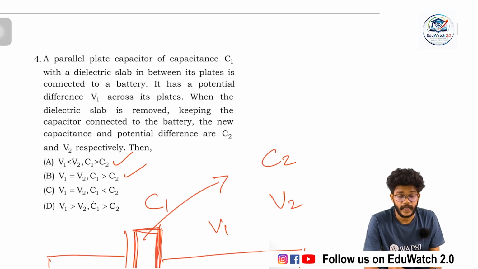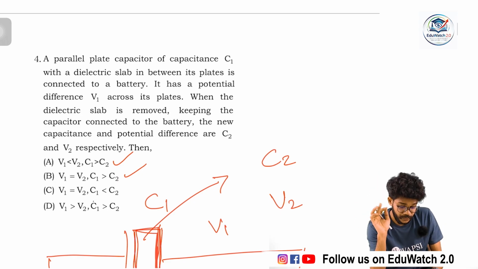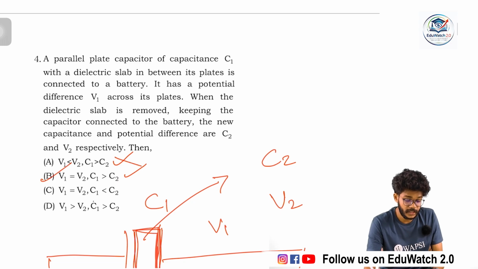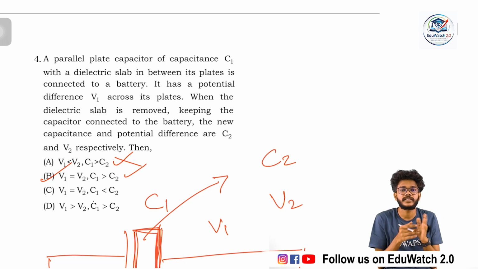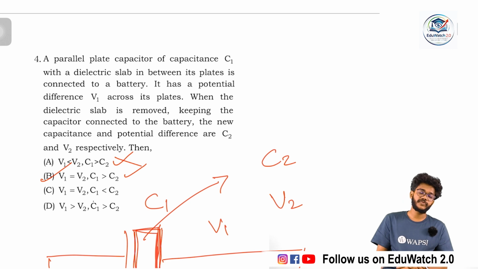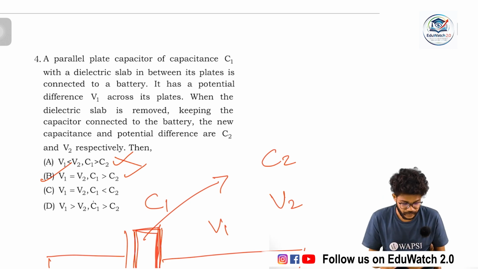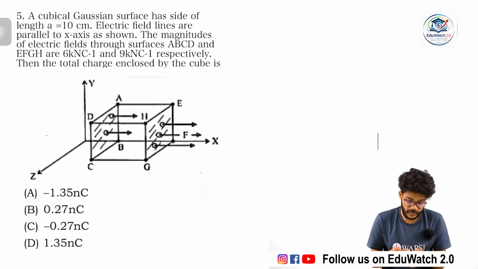And what happens to the voltage? Since before and after, the capacitor is connected to the same voltage source, V1 is equal to V2. So option B is correct and option A is wrong, because the same battery is used to charge the capacitor. So V1 is equal to V2. So we can move to the fifth question.